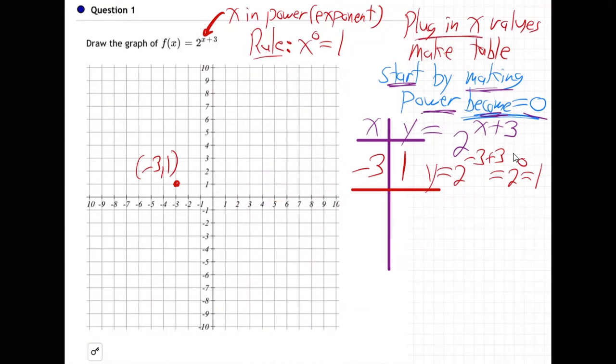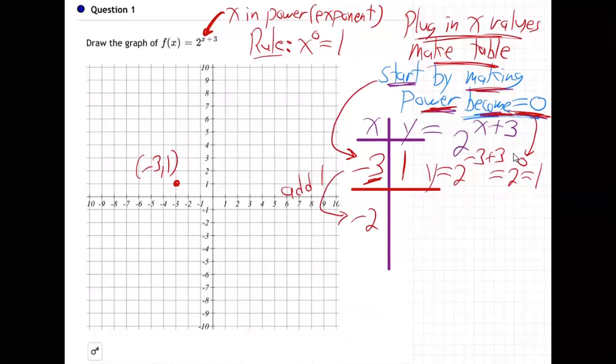So I'm going to plug in x values to make a table. Start with whatever value makes the power become 0. See how I made the power become 0, and then that's easy. And then what do you do from there? Just add 1. So I'm going to go to -2. Does that make sense what I'm doing? Just add 1.